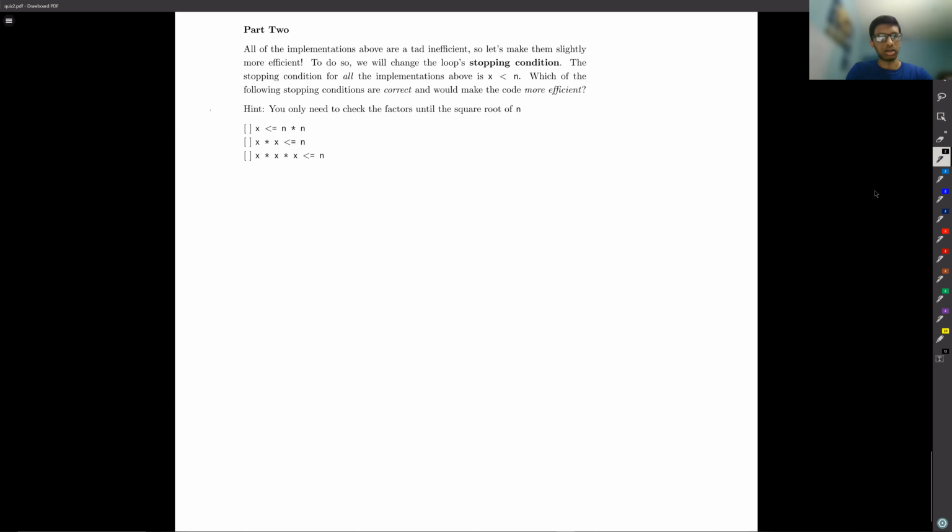Specifically, we're going to be talking about the hint here, which is that we only need to check the factors until the square root of n. And this might be something that you're already familiar with. If so, great. If not, I'm hoping that I can maybe explain.